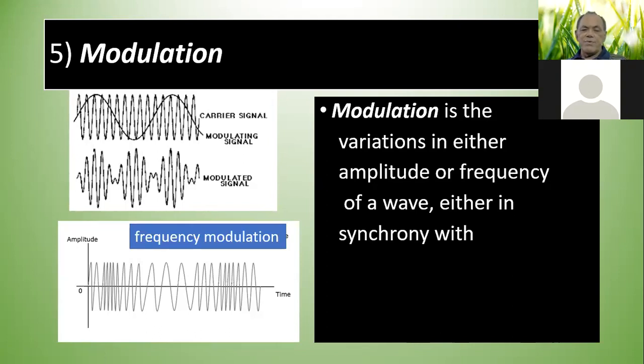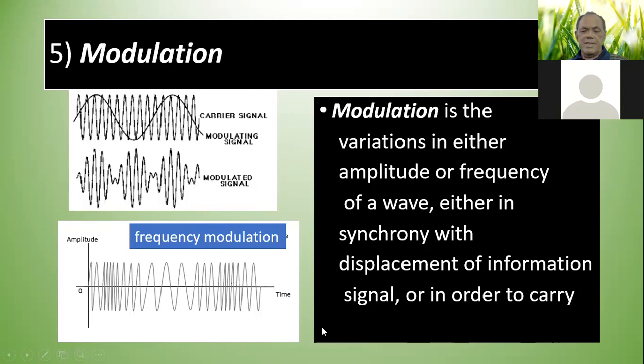Either in synchrony with the displacement, this one, right? This one, the displacement of the carrier varies in synchrony with the displacement of the signal. Or in this case, the frequency varies in synchrony with the displacement of the signal. Right? That's how we carry information, these two ways. Amplitude modulation or frequency modulation.